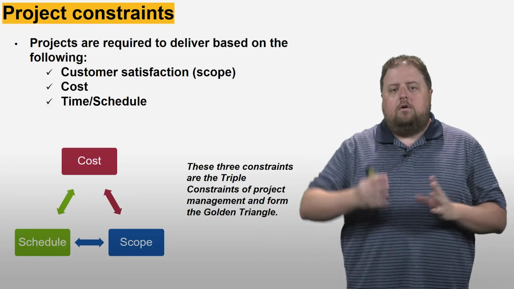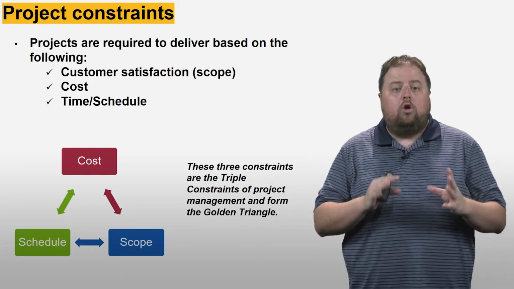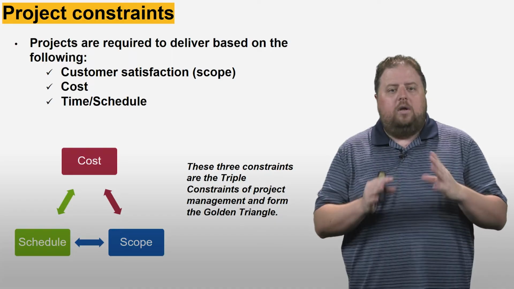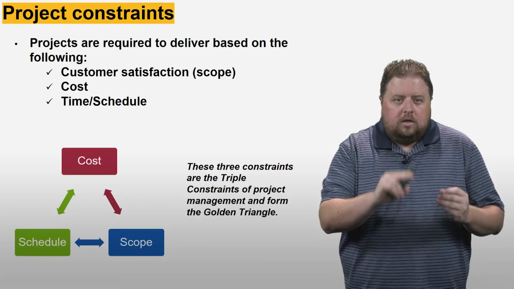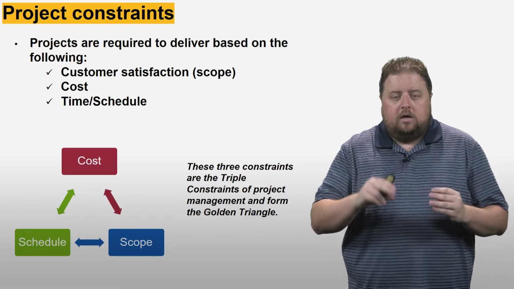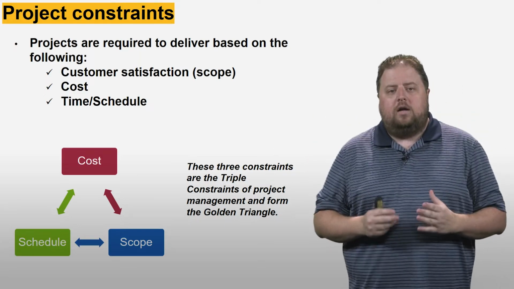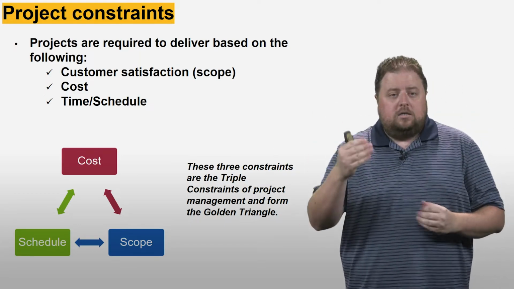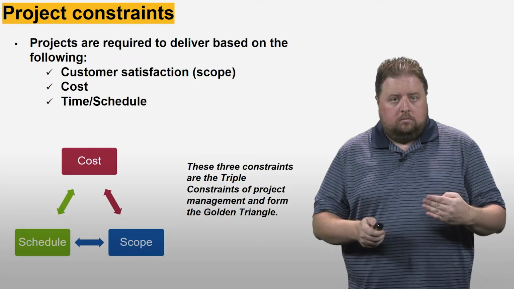So sometimes these are called a triple constraint or a golden triangle because they are all related. And smack dab in the middle is an area that is known as quality, because the overall quality of your project is determined by the cost, the schedule, and the scope.